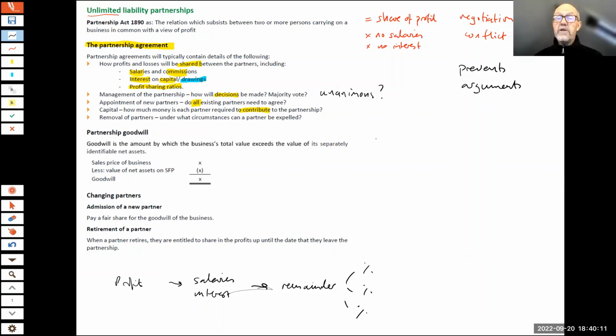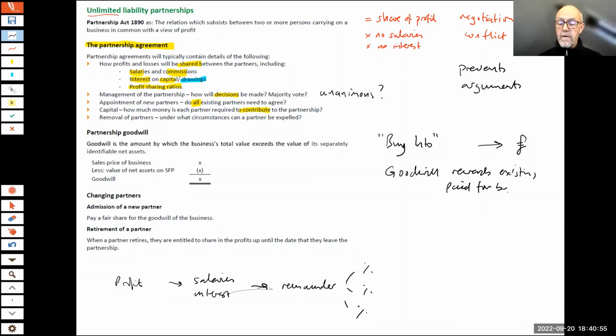So if they wish to admit another person to it, they're not going to let them just walk in and take a share of the profits that are now being earned. So what happens is a person who comes in will buy into the business. You may have heard that expression. What happens is they will contribute a certain amount of money, and the mechanism we use, rather than give them all of that as capital, we introduce goodwill, which rewards the existing partners and is paid for by new partners.